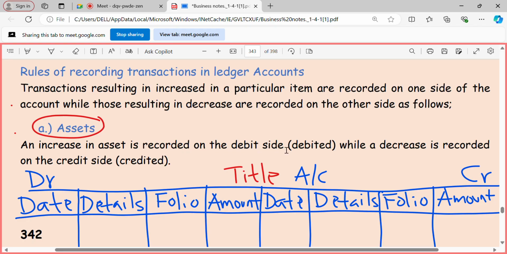The rule is, whenever you are recording assets in ledger accounts, an increase in assets is recorded on the debit side. We say it is debited, while a decrease is recorded on the credit side, that is, it is credited. So these are the rules of recording transactions in ledger accounts. You need to master this at your fingertips. This is the key thing in ledgers, because whenever you record transactions, you are going to use these rules.